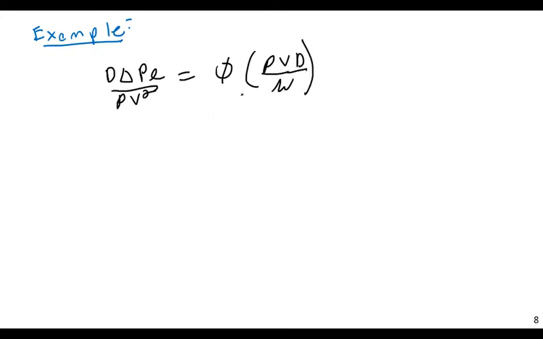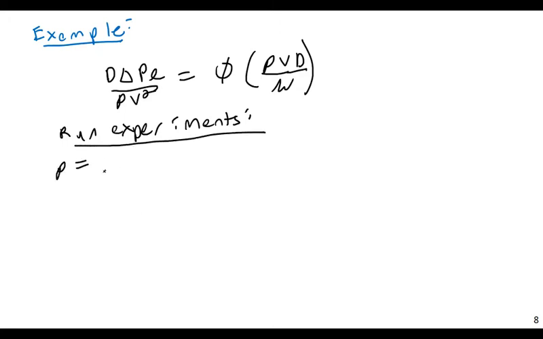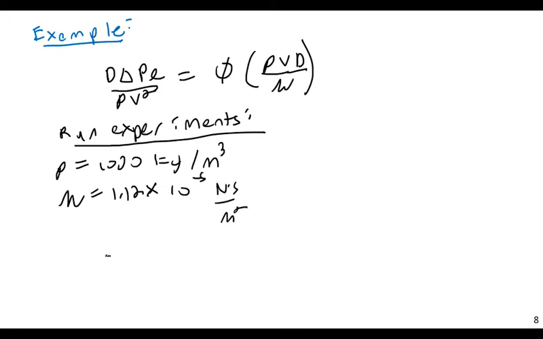And let's say I wanted to now actually find this phi. So let's say I ran some experiments, using water here, with density rho equal to 1,000 kilograms per cubic meter, mu equal to 1.12 times 10 to the negative fifth Newton seconds per meter squared, and d is 0.5 meters.